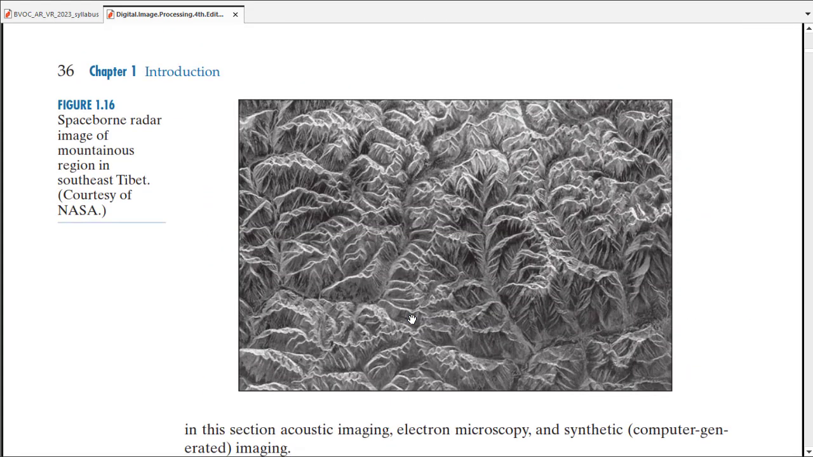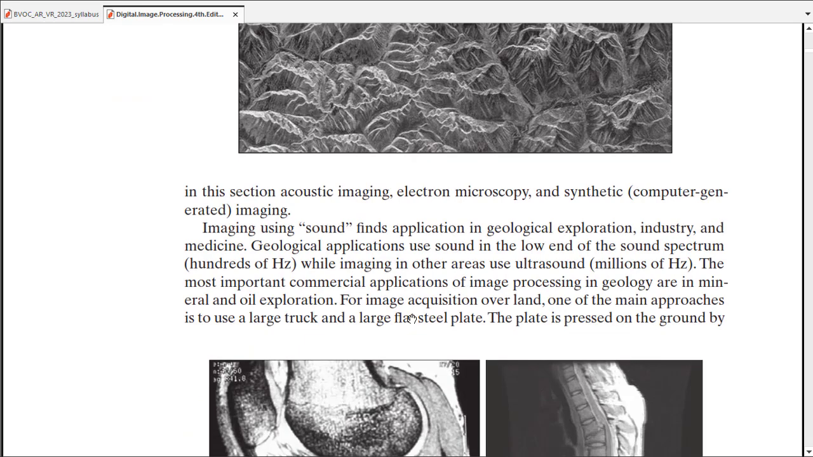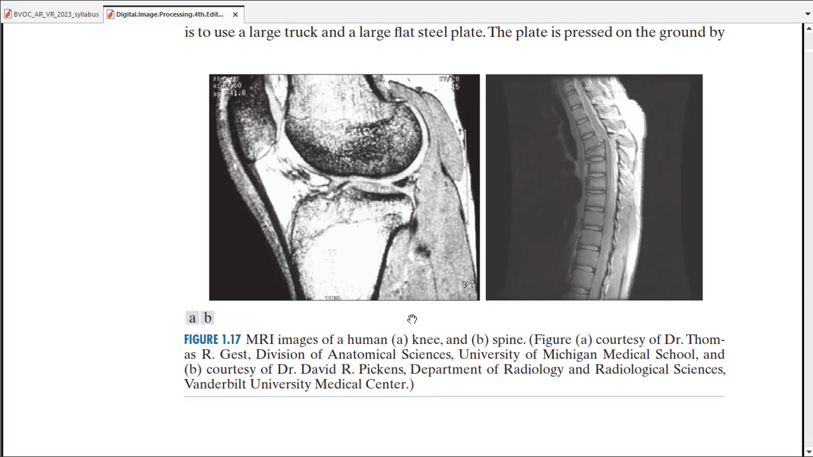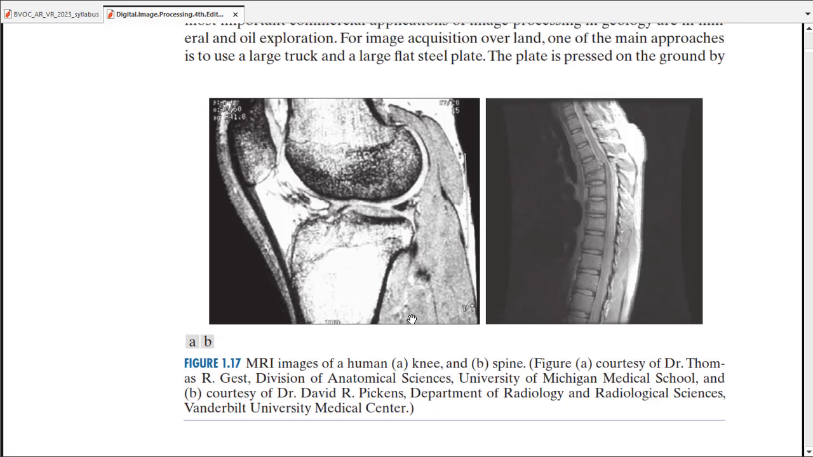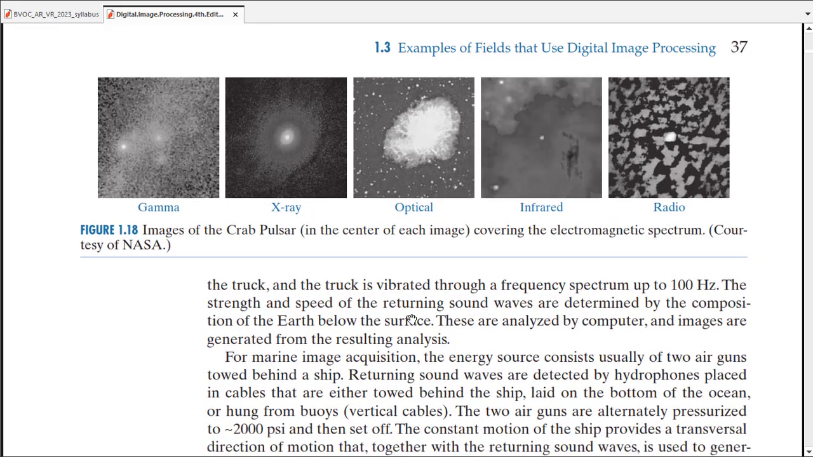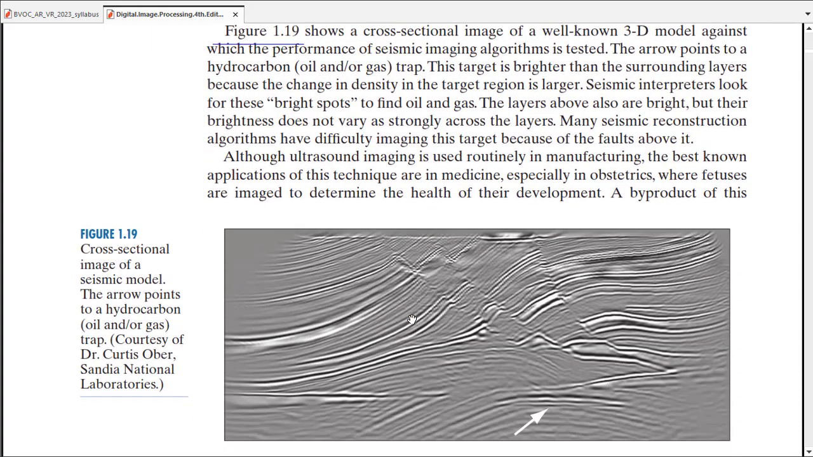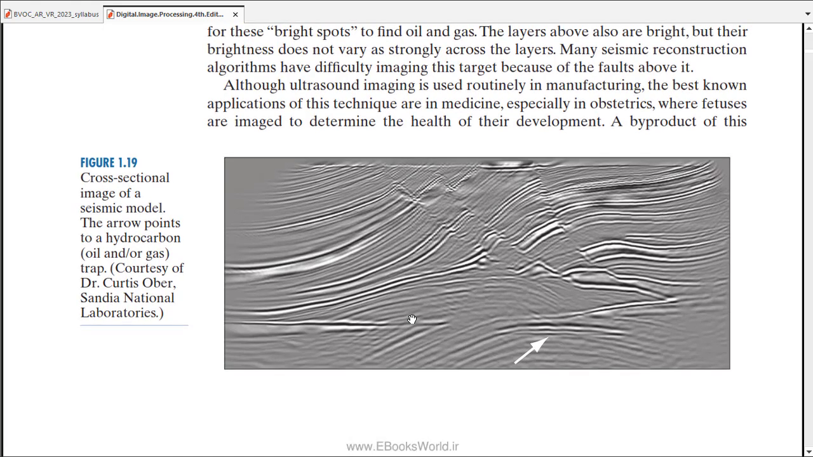Another image modality is space-borne radar, an image of a mountainous region in southeast Tibet. Another type is MRI, magnetic resonance images of a human knee and spine, courtesy of Dr. Thomas, division of anatomical sciences. Images of a Crab pulsar in the center of each image. A cross-sectional image of a simulated model.